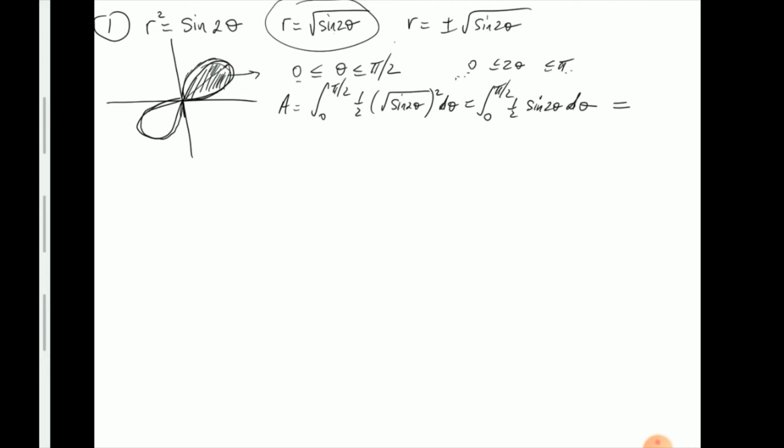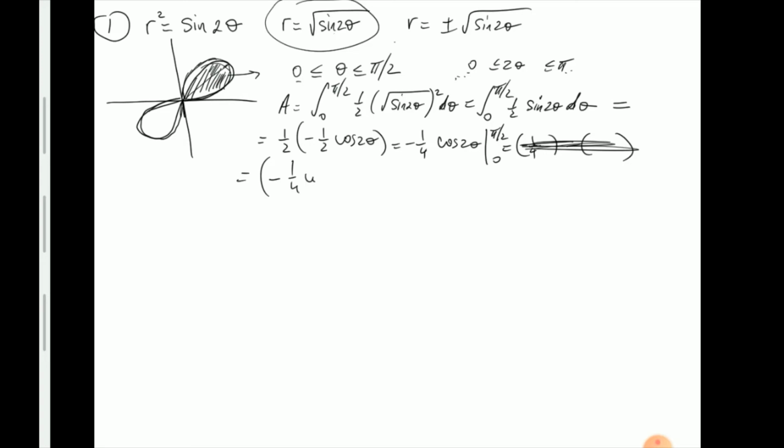Now, this is just a simple u substitution. The integral of sine of 2 theta is minus 1/2 cosine of 2 theta. So it's minus 1 over 4 cosine of 2 theta between 0 and pi over 2. Plug in. I don't have room here, so plug in pi over 2 and then 0.